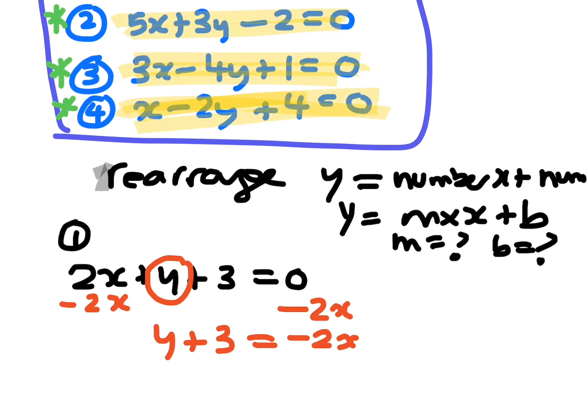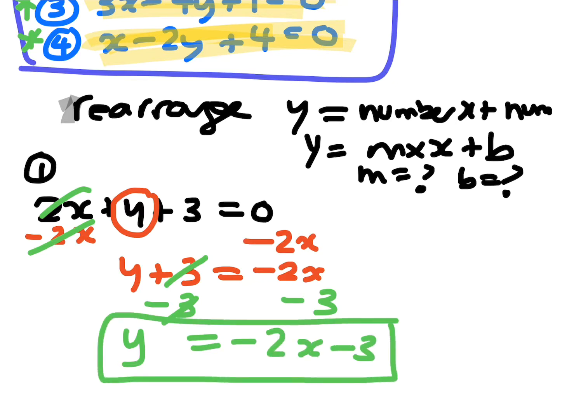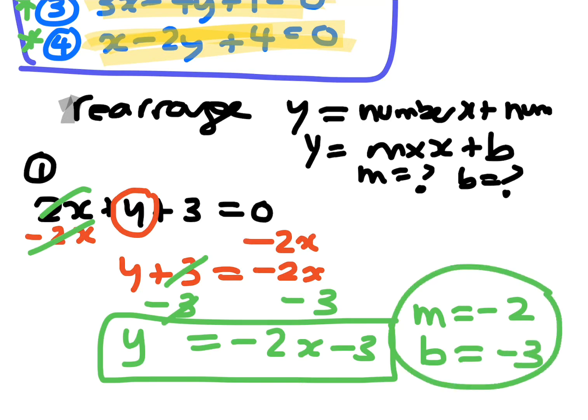Okay, next step is to get rid of the 3. So I minus 3 on that side, minus 3 on that side. So the 3s will go, and you get y equals minus 2x minus 3. That is the equation of the line. So the gradient is minus 2, and the y-intercept, which usually we use b, is minus 3.